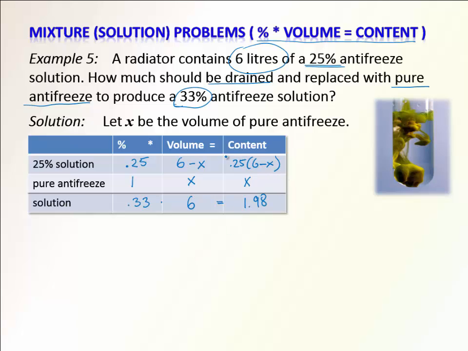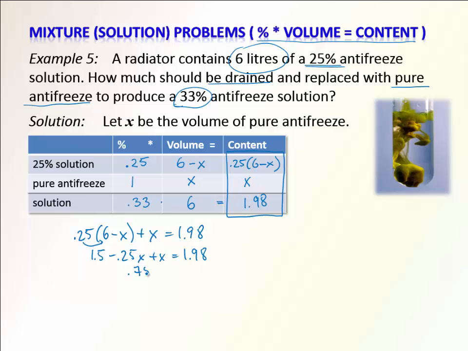Now, in this type of problems, the equation comes from comparing the content. So the content from the first part plus the content from the second part, which is entire x, is the overall content in the solution. So we can write the equation 0.25 times 6 minus x plus an x equals 1.98. Now when we open the bracket and multiply 0.25 times 6, that gives us 1.5 minus 0.25x plus x equals 1.98. Now 1x minus 0.25x is 0.75x, and 1.98 minus 1.5 gives me 0.48.